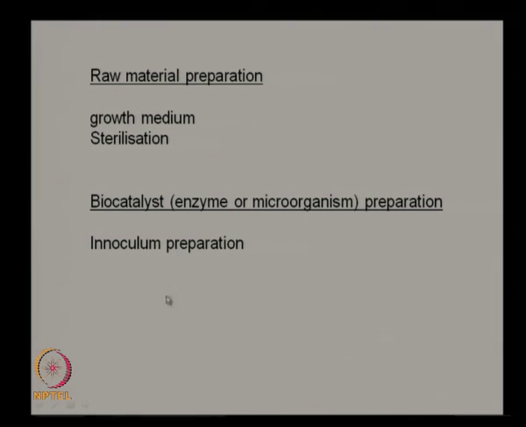Then you have a section for preparing your microorganism or the enzyme, that is the biocatalyst preparation section. So if you are preparing microorganism, you need to have an inoculum preparation section. You need to have the microorganism at the correct stage of growth, and then you need to sterilize the biocatalyst, so that both the raw materials and the enzymes or microorganisms are fed into the fermenter. That is the upstream section.